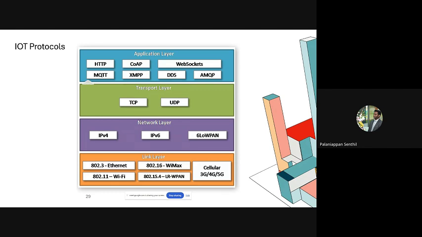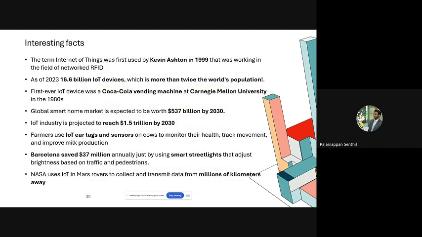So to conclude my presentation with more interesting facts, I've gathered something to end with interesting facts and not a boring one. As I stated before, in 1999, a person called Kevin Ashton used the term Internet of Things for the first time. He's not an inventor, but he was the first person to use the term because he was working in the field of network RFIDs.